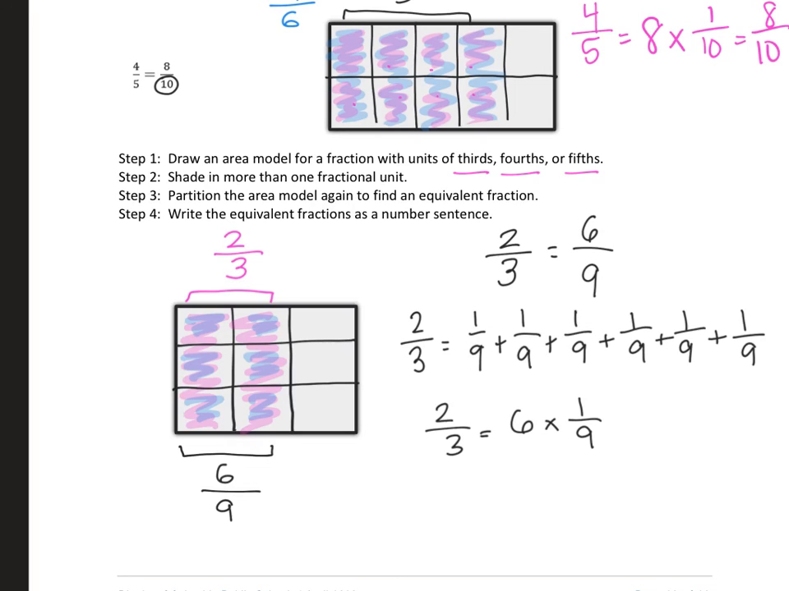Again, this is just one example. You could have done a lot of other fractions and a lot of other equivalent fractions. So let me know which ones you did, and if you did it more than one way, what are the fractions and equivalent fractions that you created? Okay? That's all for today.